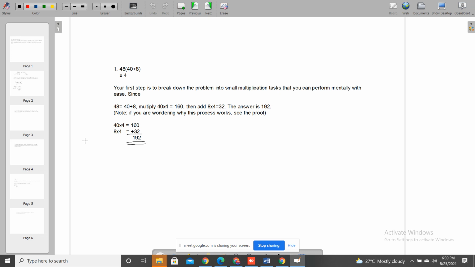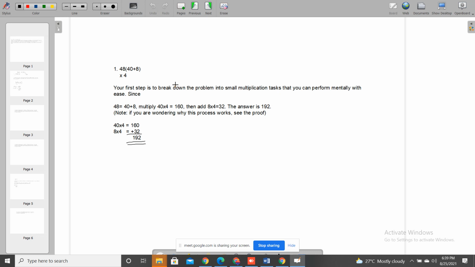Okay, so since 48 equals 40 plus 8, multiplying 40 times 4 equals 160. Then add 8 times 4, you are going to get what? 32. So the answer is 192. Which I believe you know.